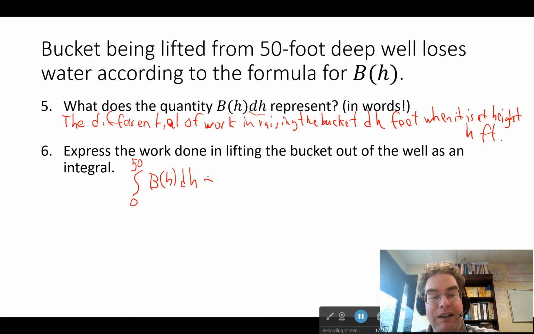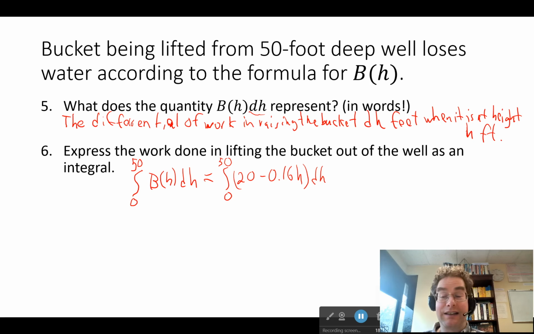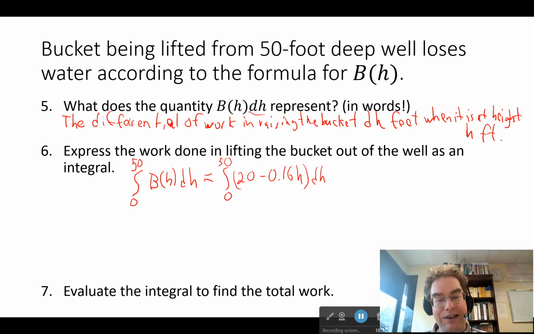Now, we already computed, boy, this was on the previous screen. Let's see if we remember it. B of H, our weight or our force, was 20 minus 0.16 H. Okay, we have that times dH. Okay, and then at this point, again, I would say the lion's share of the work is done. We just need to go ahead and evaluate this integral to get the total work. And this part, thanks to the fundamental theorem of calculus, is pretty easy.